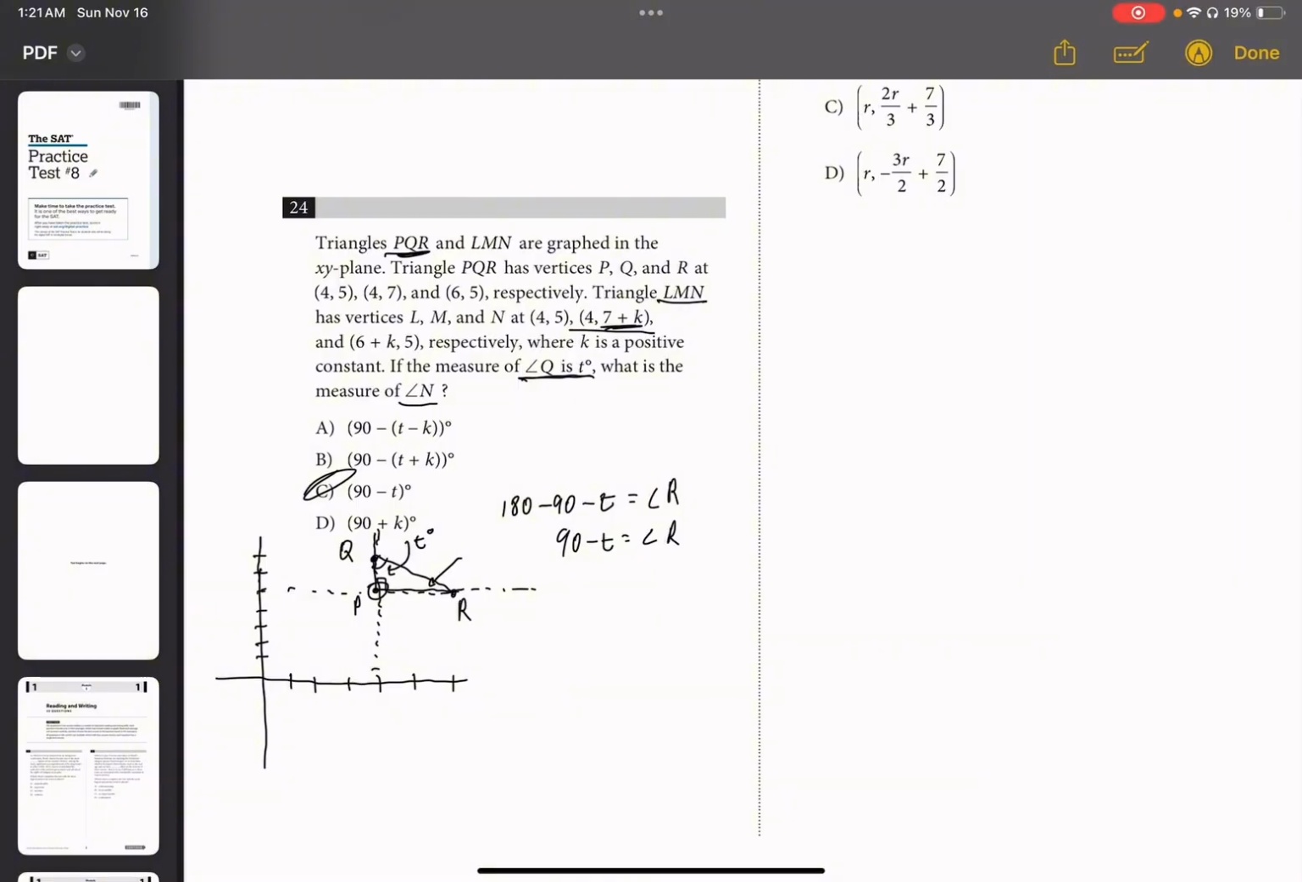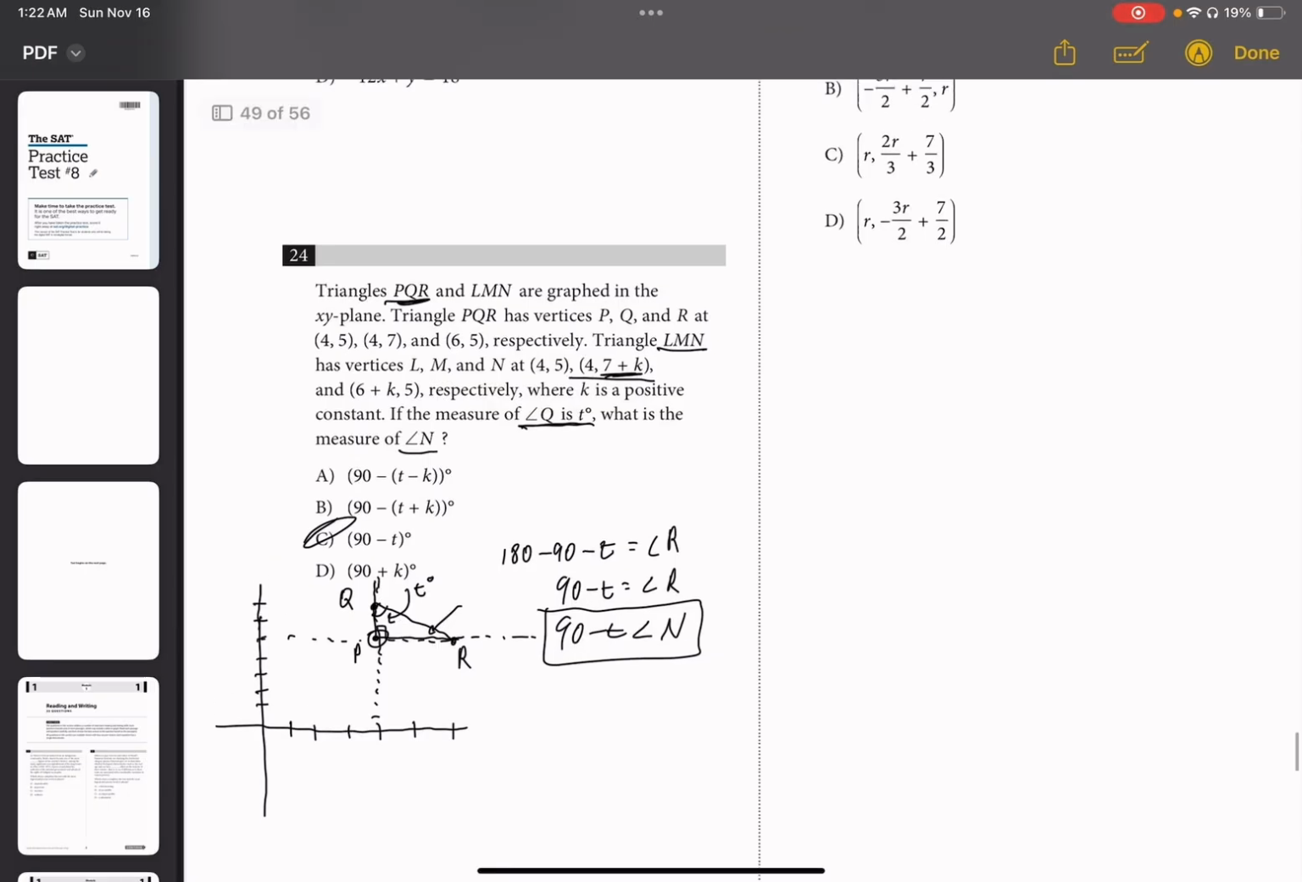A little difficult to visualize, but pretty much these triangles are going to be the same with respect to their angles. So you can base triangle PQR's angles to find angle N. So 90 minus t is the angle of angle N. Okay.